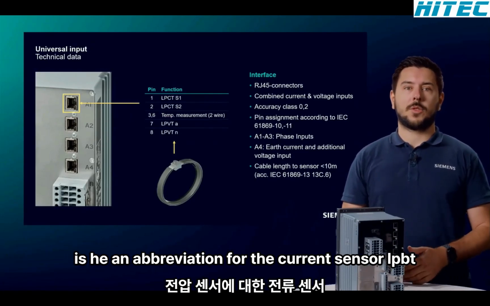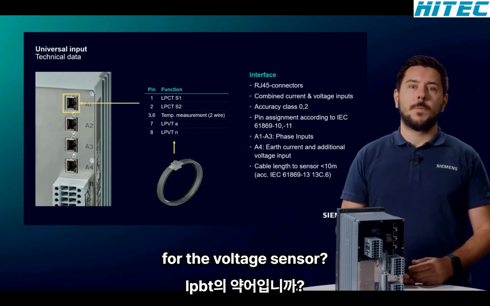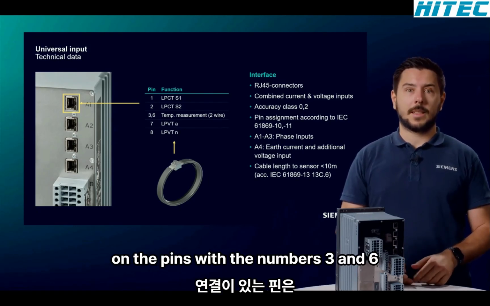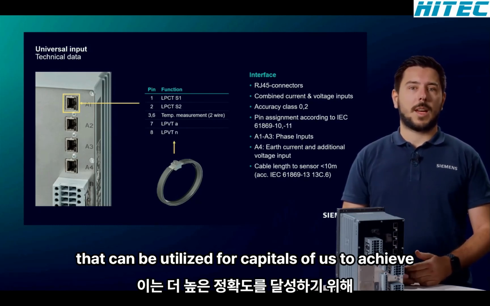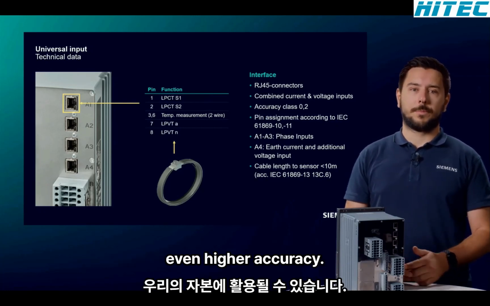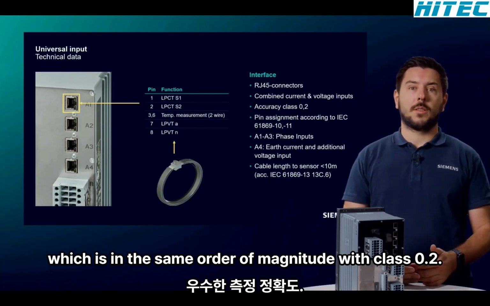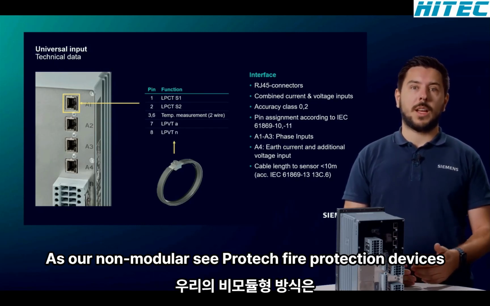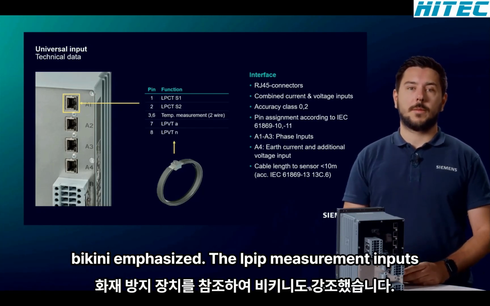LPCT is here an abbreviation for the current sensor, LPVT for the voltage sensor. In addition, it can be seen here that on the pins with the numbers 3 and 6, connections are used for a temperature measurement. This can be utilized for capacitive voltage dividers to achieve even higher accuracy. The very good measurement accuracy, which is in the same order of magnitude with class 0.2 as our non-modular SIPROTEC 5 protection devices with conventional measuring inputs, should also be clearly emphasized.